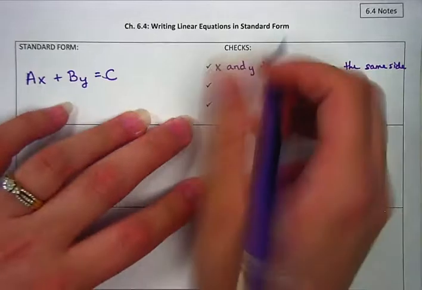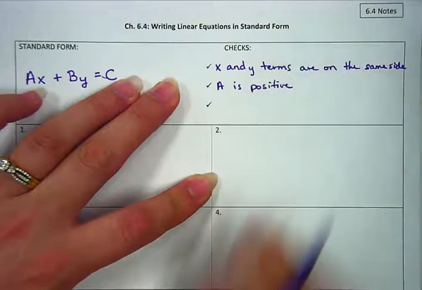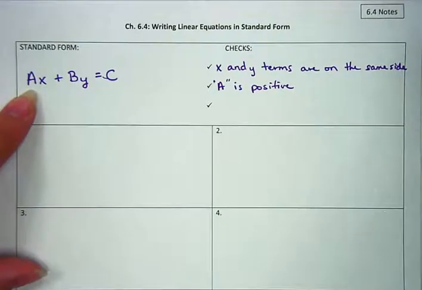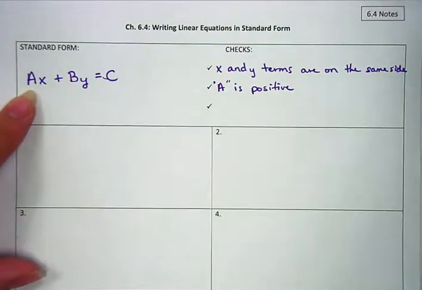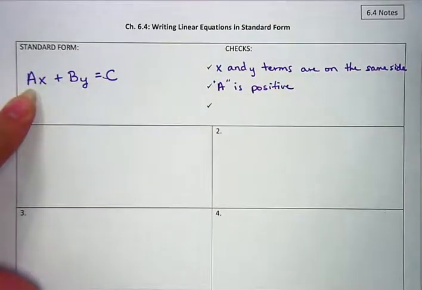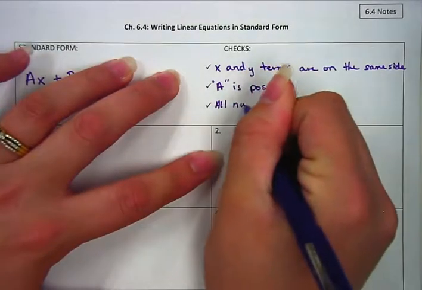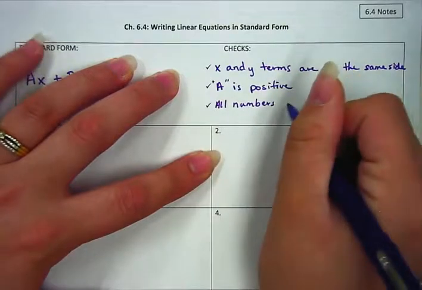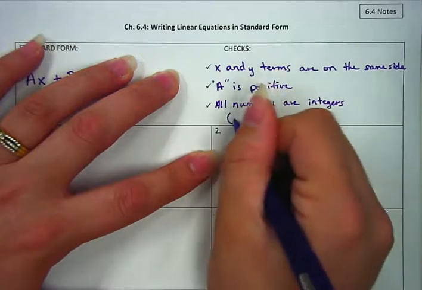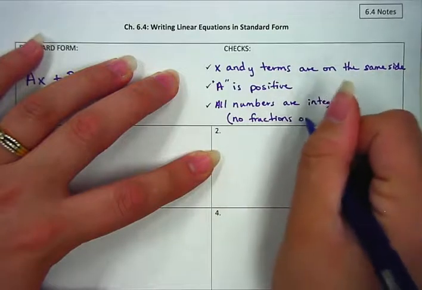All right, the second check is that a is positive. When I'm saying a, I'm talking about the coefficient of x. Whatever's in front of x needs to be a positive number. And then finally, a, b, and c, those are going to be numbers in a problem. Those are all going to be integers. So all numbers are integers, which means there are no fractions and no decimals in this form.